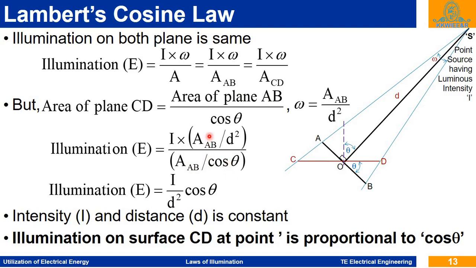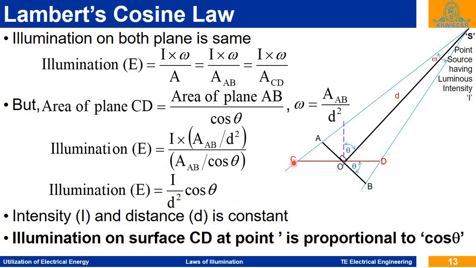So here this area of plane AB gets cancelled, and we get the final illumination E is equal to I upon d square multiplied by cos of theta. So in this equation, the intensity of the light source I and the distance from this light source to point O is a constant. And this illumination E on the surface CD is proportional to the cos of theta. So I upon d square, this term, is a constant.